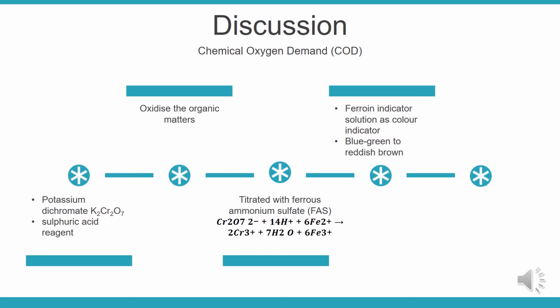Hence, if the amount of FAS added was less, more excess dichromate remained in the wastewater sample. This indicates that more dichromate had been used to oxidize organic matter in the sample. So, we could conclude that the sample had more pollutant and a high COD value.